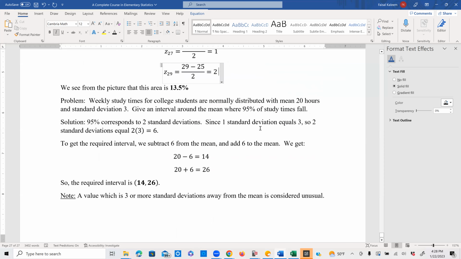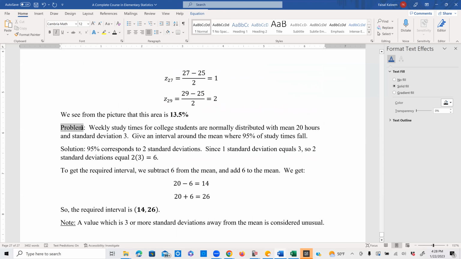And then let's look at another problem. The problem is that weekly study times for college students are normal with mean 20 hours, standard deviation 3. Give an interval around the mean where 95% of the study times fall. So we know that 95% corresponds to 2 standard deviations by empirical rule. Since 1 standard deviation equals 3, 2 standard deviations will be 2 times 3, that is 6.